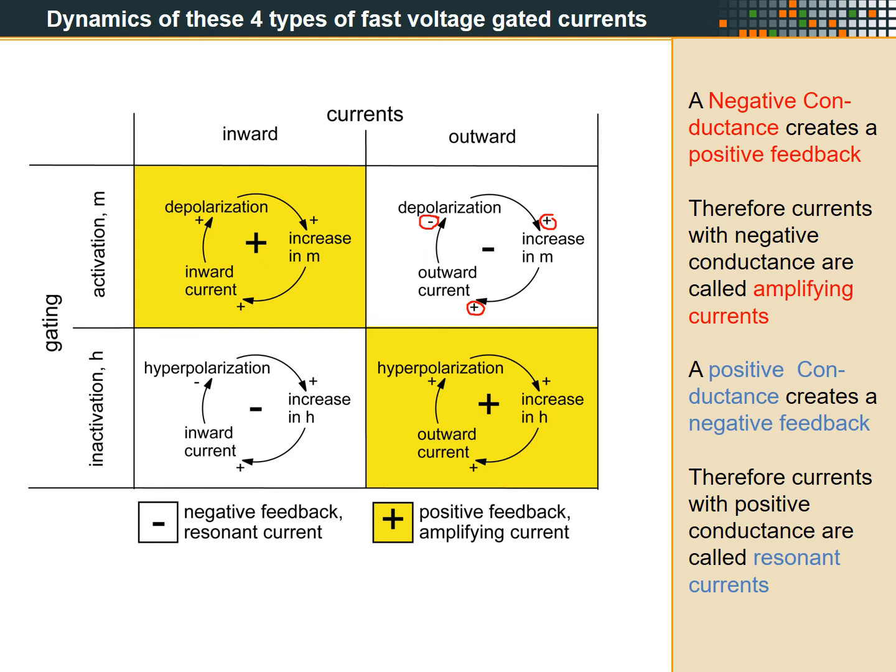The very same for the inactivation. The right hand side here and the left hand side here is identical up to the last and final effect of the current. So that means the hyperpolarization again produces an increase in H. An increase in H makes a stronger inward current, but the effect of the inward current is a reduced hyperpolarization instead of a stronger hyperpolarization that we saw on the right hand side. So that means this is also a negative feedback loop.